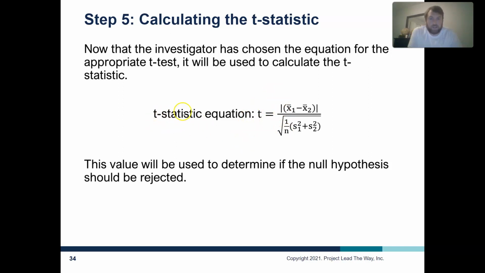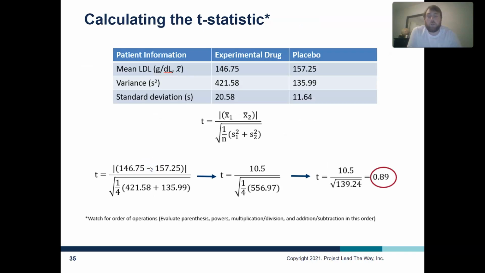Now, this t-statistic value is going to be just a number. It is going to be a value, but this value is going to be extremely important because we're going to be able to determine whether the null hypothesis should be rejected or can't be rejected, as in whether or not our statistics are valid or not.